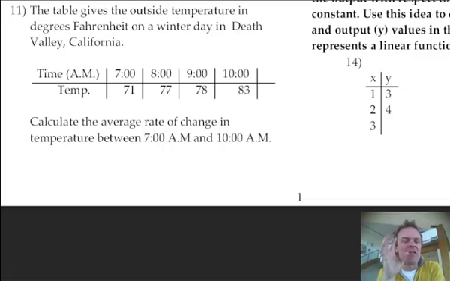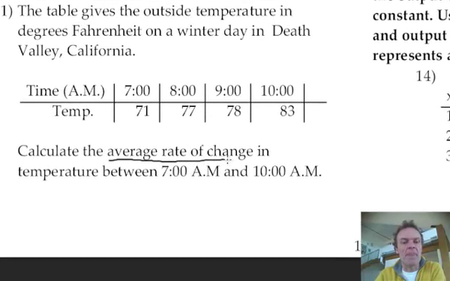Right, okay, now this little table here is asking us to calculate the average rate of change between 7 a.m. and 10 a.m. Now, in some ways, we're looking ahead towards slopes. A rate of change is also the slope of something. Miles per hour is a rate of change, how fast you're going over a certain time. That's also the slope of a graph.